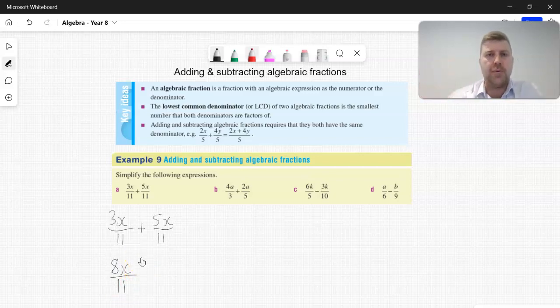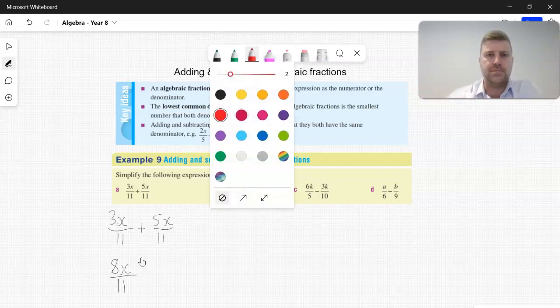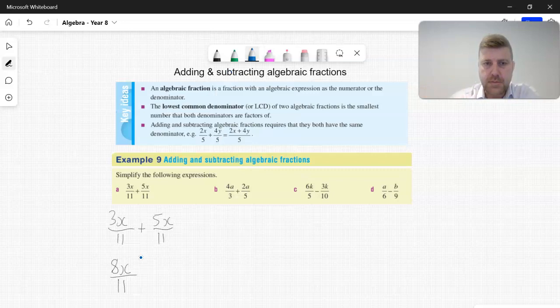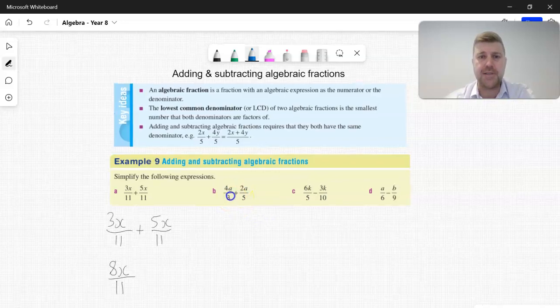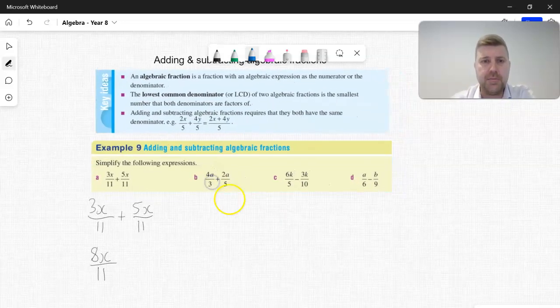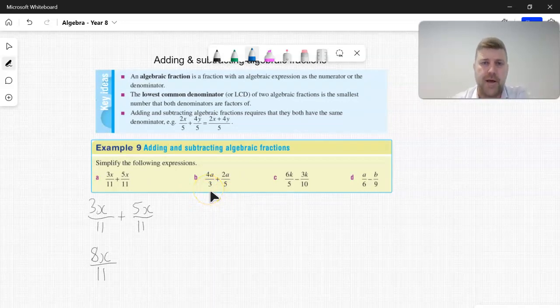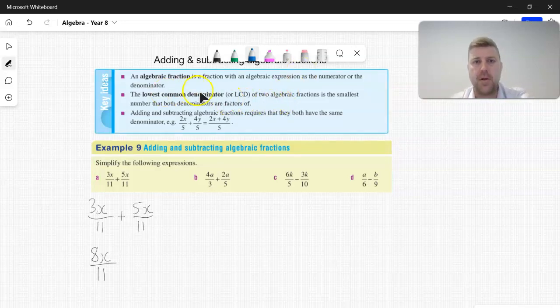In the second example, you can see there, I might change color because my examples get close together. I've got, again, two algebraic fractions. In this case, they don't have the same denominator. The first fraction has a denominator of 3, the second has a denominator of 5. So we need to rewrite these fractions equivalent with a common denominator. And remember here, the lowest common denominator is the smallest number that both denominators are factors of.